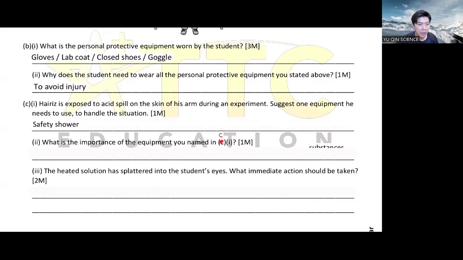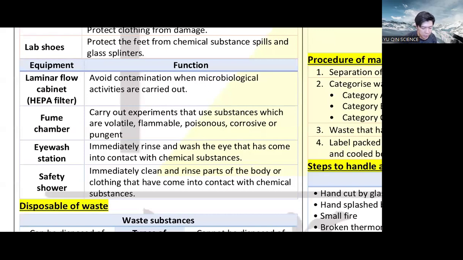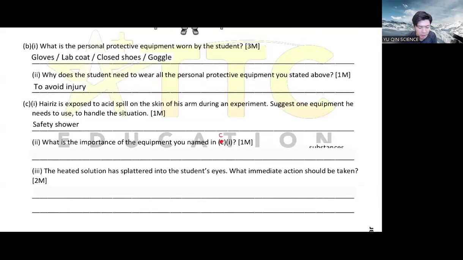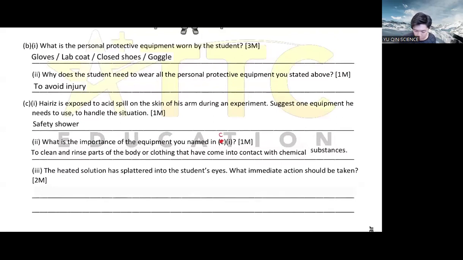Okay, and what is the importance of the equipment? I think we write the description, the explanation of the safety shower. Why important? Oh, very important because it can immediately rinse and wash away the substances. But I don't think they said which body part? No, it's just random. Okay. So, yeah, I think I copy exactly from the short notes.